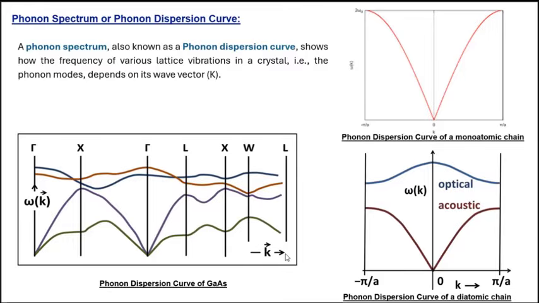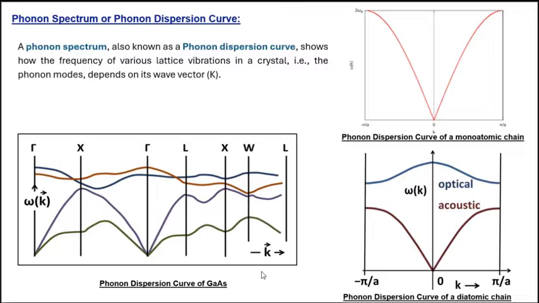Normally these dispersion relations are plotted along a specific direction within a Brillouin zone. A Brillouin zone is nothing but the representation of a crystal in reciprocal space or K space. In this case, the specific direction is represented in terms of these letters: gamma X, gamma L, gamma W, L, and so on. A crystal with a large number of atoms in its primitive unit cell will have a complex Brillouin zone and a large number of phonon modes.